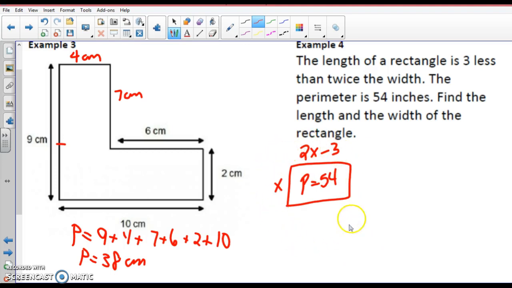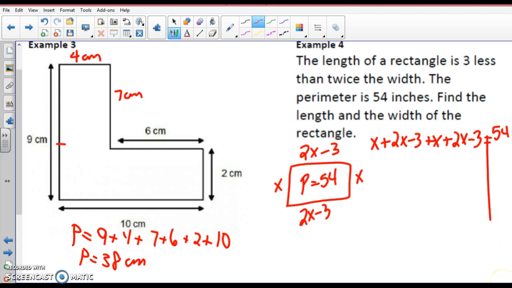Now, I would highly recommend filling in the opposite side. So if this side is x, so is this side. If this side is 2x minus 3, so is this side. How do I find the perimeter? I add up all the sides. So x plus 2x minus 3 plus x plus 2x minus 3 equals 54.